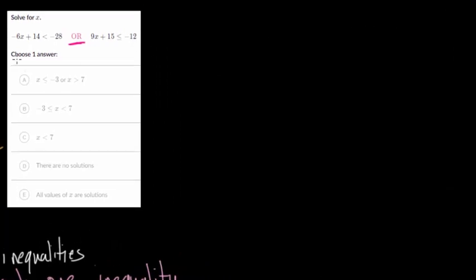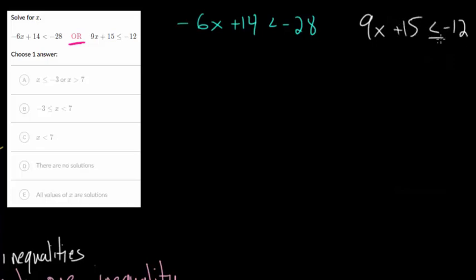So let me first solve both inequalities. Let me write them down. We've got minus 6x plus 14 less than minus 28. And for our other one, I'll use a different color. We'll do 9x plus 15 is less than minus 12, or less than or equal to minus 12. It's very important to include that equal sign if it is in the original problem.